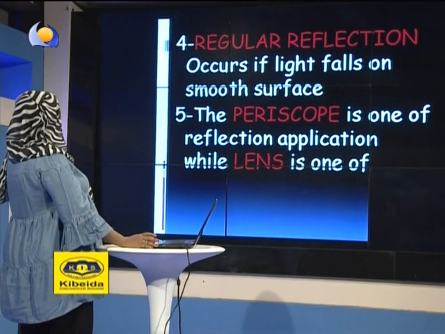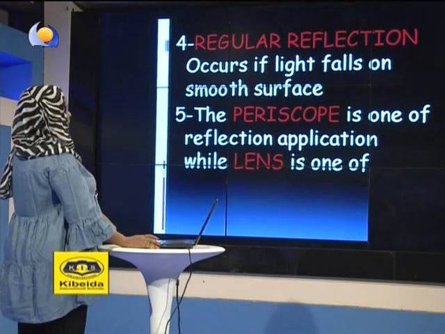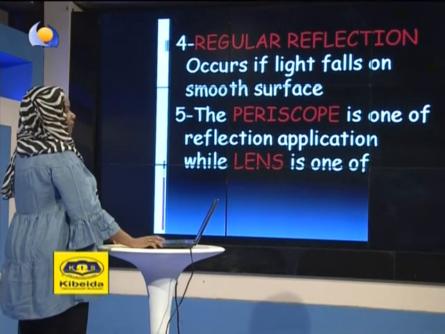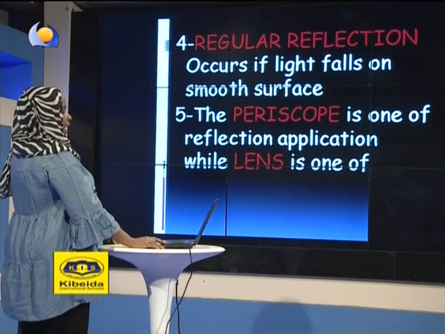Five, the periscope is one of the reflection applications, while the lens is one of the refraction applications. Applications of reflection use reflection of light. So the devices that contain a mirror, for example, this is what we call applications of reflection, such as this device. While the devices that use the refraction concept usually contain a lens. Why? Because a lens works according to the concept of light refraction.